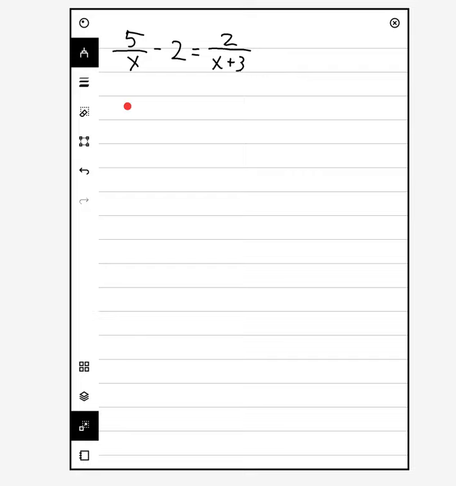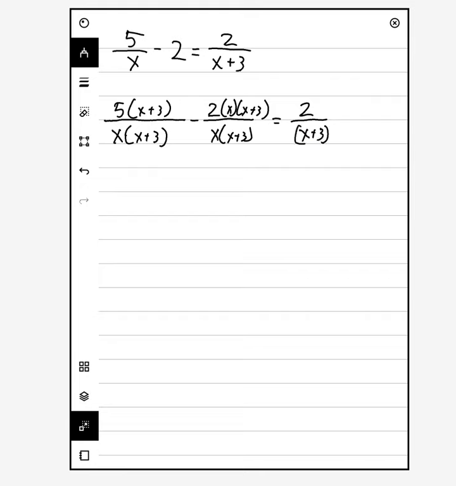So let's do that. So our goal is to be over x times x plus 3. And so to do that, we're going to have to multiply 5 with x plus 3. And then for the -2, we're going to have to multiply both the bottom by x and x plus 3, and the top with x and x plus 3. And that's equal to 2 over x plus 3 times x over x. All right, cool. Now let's just combine.